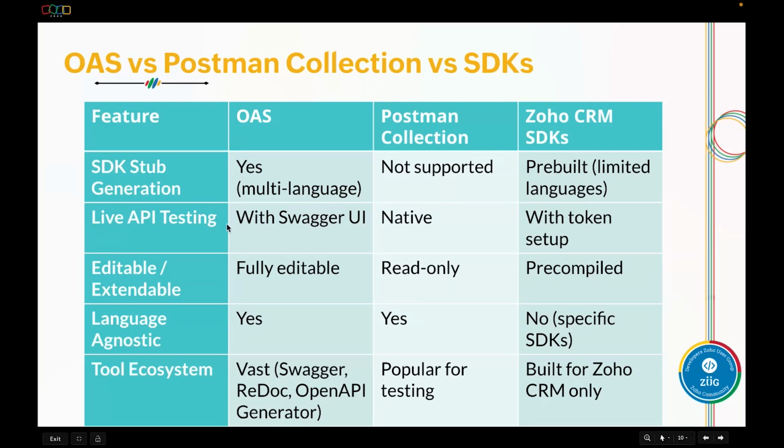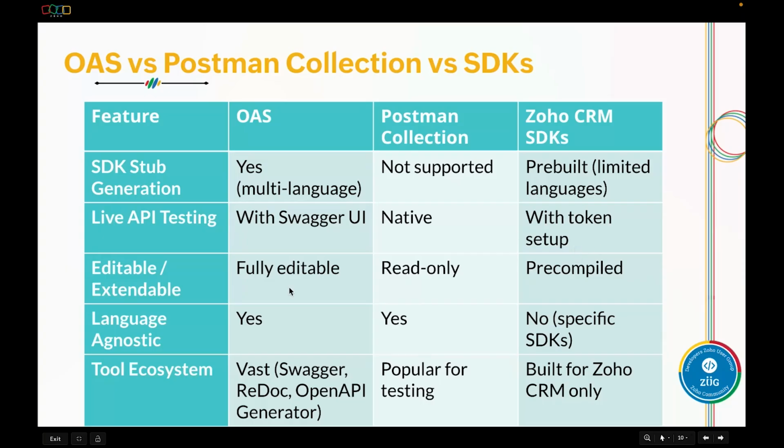Coming to live API testing, with OAS, live testing is possible using Swagger UI, which is interactive and useful for exploring endpoints. Postman shines here because it's built for testing APIs and it provides a very friendly UI for request and response debugging. Coming to Zoho CRM SDKs, they do support live interaction, but you need to set up OAuth tokens first. So it's not like plug and play like Postman.